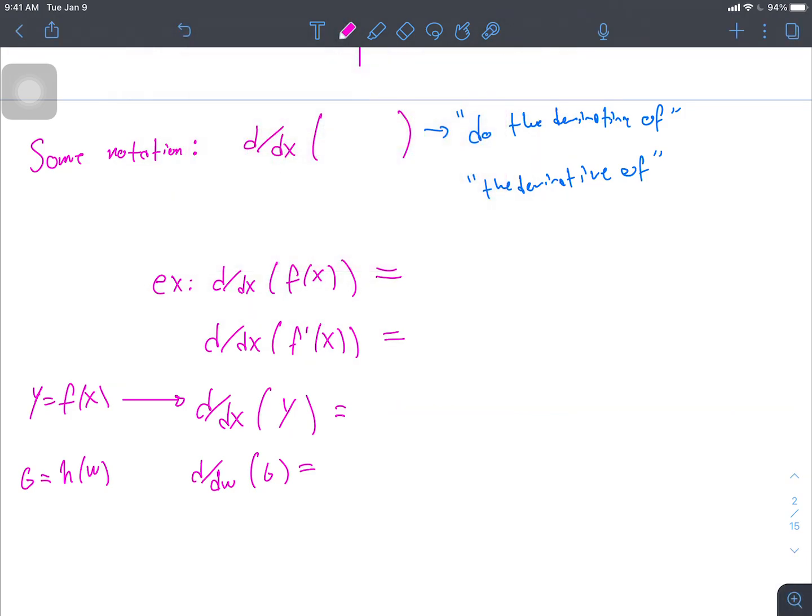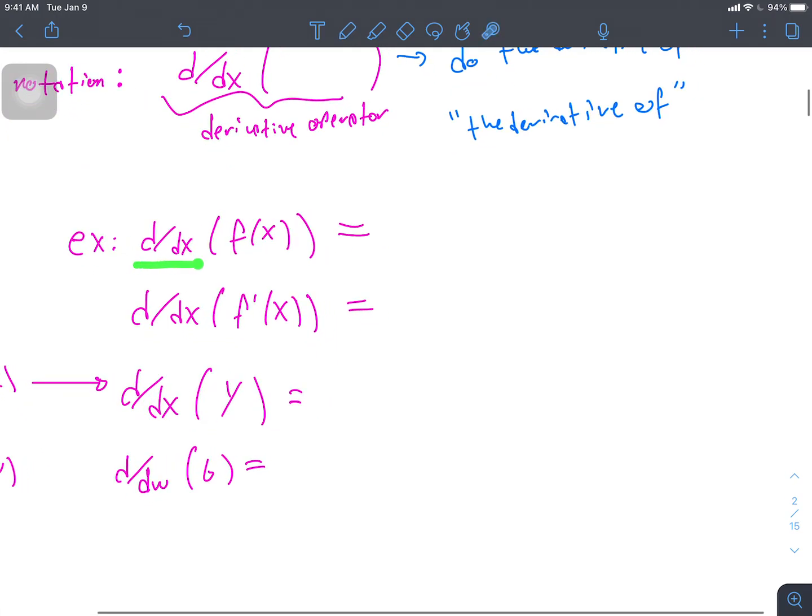Let me write that down, just in case anybody wants to know. You won't need to really memorize that, but that's what it's called: the derivative operator. Basically its job is to do the derivative of the function inside. For example, this left-hand side says do the derivative of f of x. It is equal to the output when I plug f of x into the derivative operator, which gives us the derivative of it. So the right-hand side of this equation would be just the derivative of f of x.